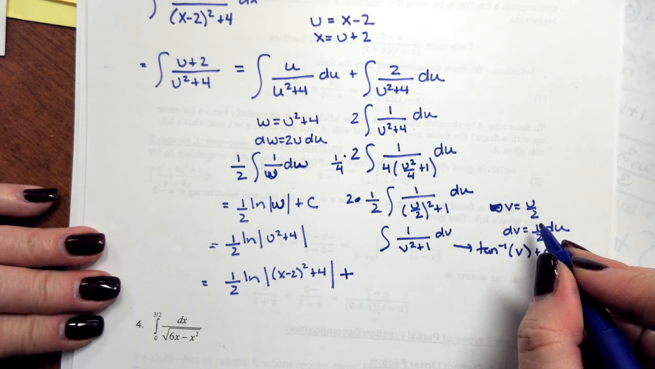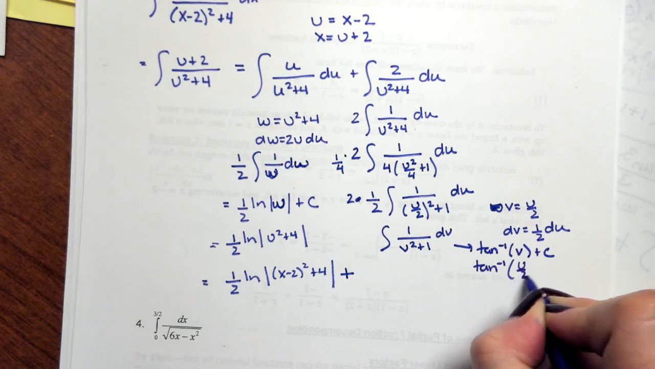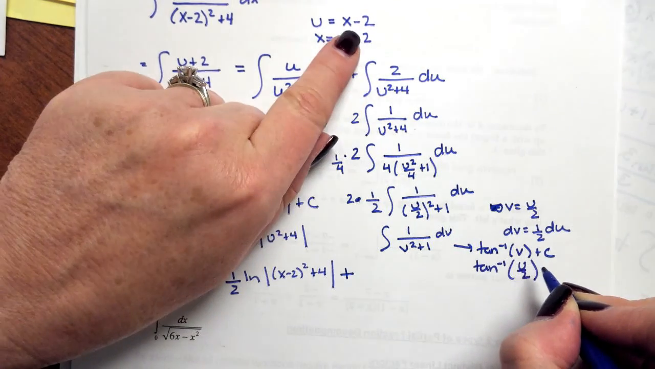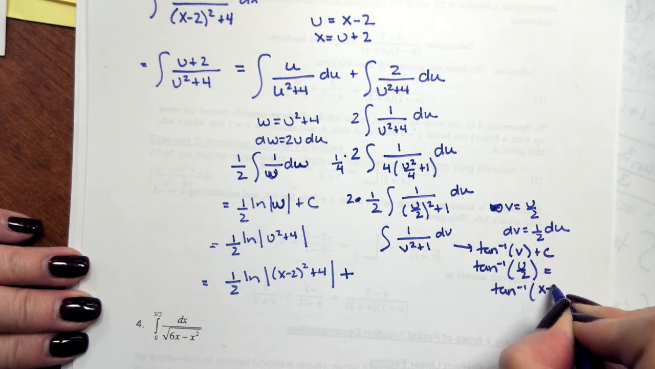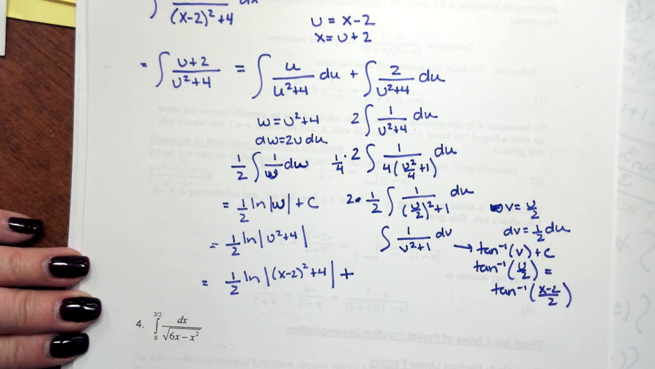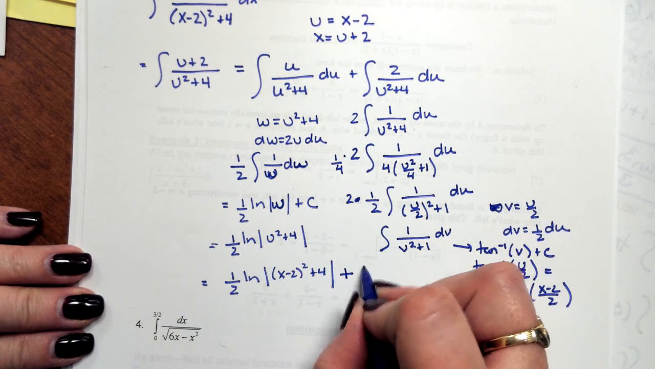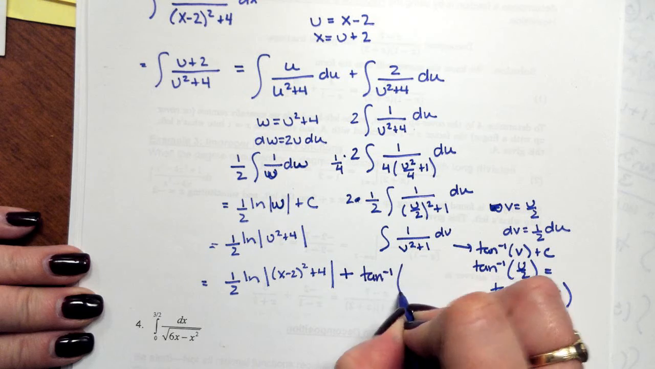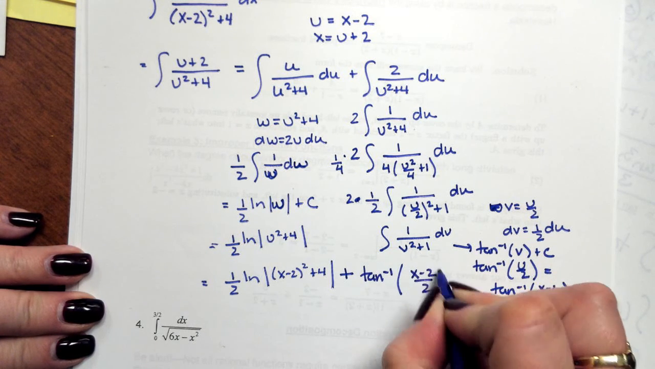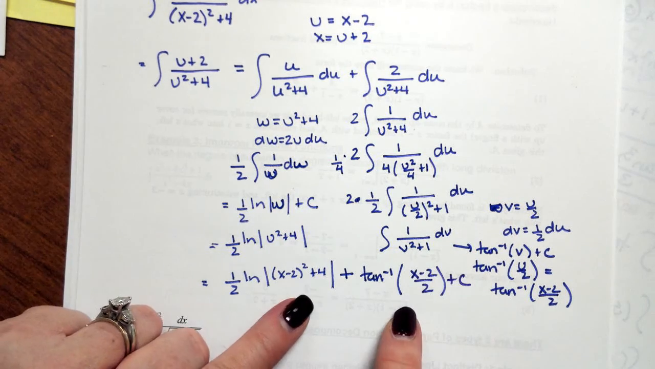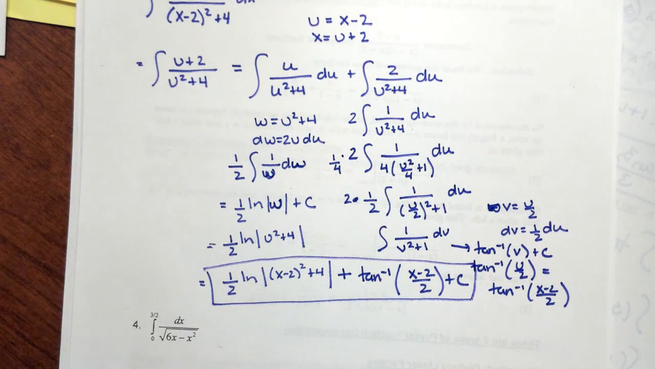Well, v is equal to u over 2, so my inverse tangent of u over 2. Now you have to substitute back in u equal to x minus 2. So your inverse tangent of (x minus 2) over 2. So then my final integral is going to be 1/2 times the natural log of (x minus 2) squared plus 4, plus the inverse tangent of (x minus 2) over 2, plus c. And you have to put both pieces together. So that's the final answer there.